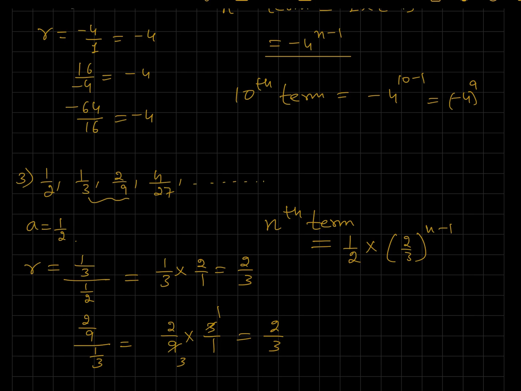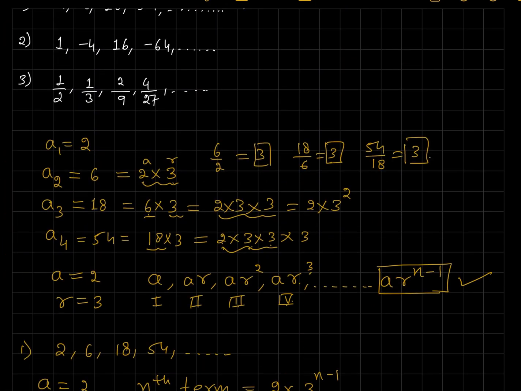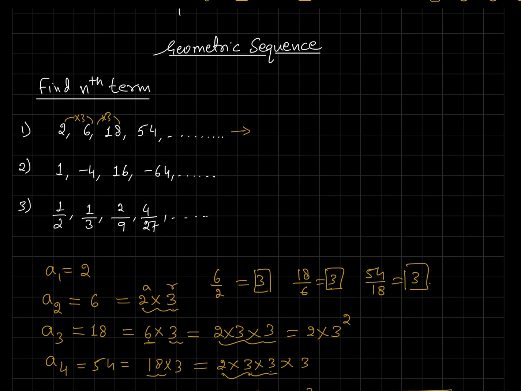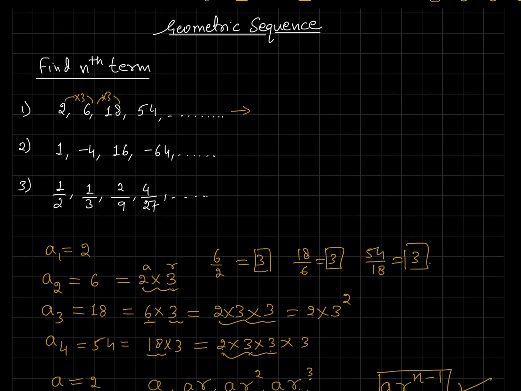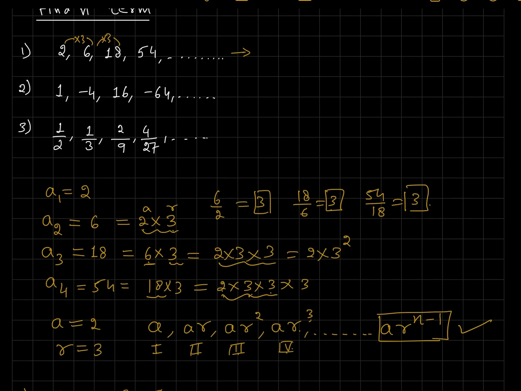Got it? This way we can find the nth term of any geometric sequence. We just need to identify the first term and the constant ratio, and then apply ar raised to n minus 1, and the nth term is done.